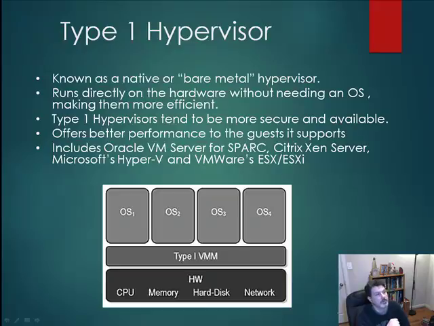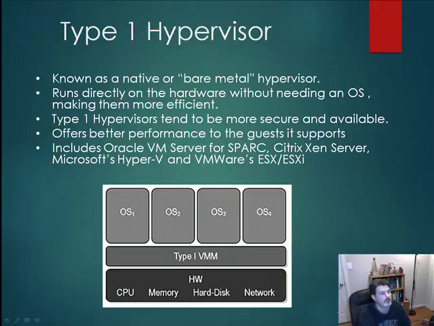Type 1 hypervisors are known as native or bare metal hypervisors. They run directly on the hardware without needing an operating system. So, much more efficient. The Type 1 hypervisors tend to be more secure and available because they're not having to talk through the operating system layer. They tend to be more stable as well. I don't have to worry about, for instance, if I do updates or upgrades to a traditional operating system. If I'm running a Type 2 hypervisor, then that's going to necessitate a reboot of not only the operating system, but of the hypervisor, the VMs, and the whole shooting match.